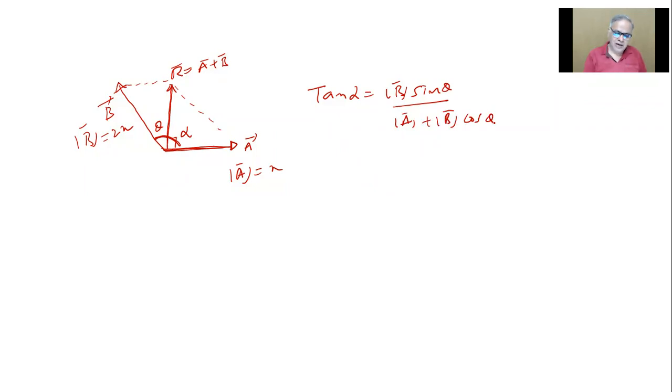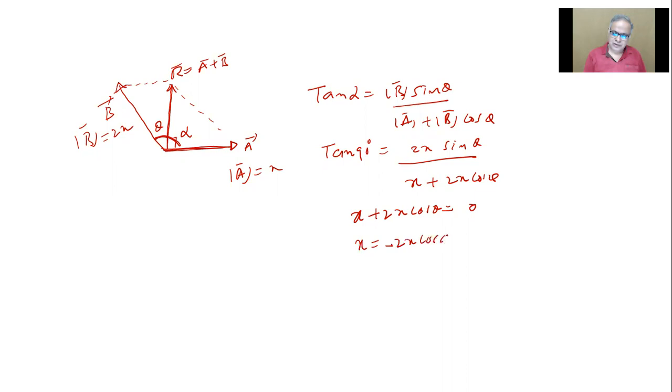Okay, but tan alpha is what? Tan 90, right? Mod B is 2x, mod A is x plus 2x cos theta. Tan 90 is how much, children? 1 by 0. So x plus 2x cos theta is, tell me, 0. So cos theta equals minus half. So theta is 120. This is how you should do that.